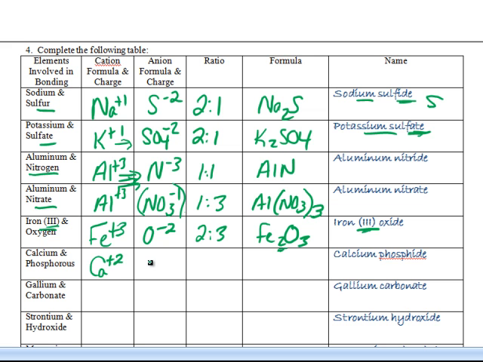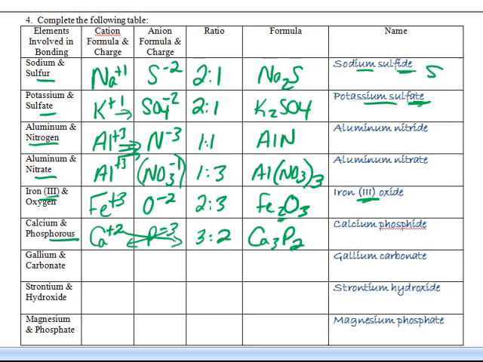Calcium, group 2, +2. Phosphorus, group 5, so it gains 3. This is going to be a 3-to-2 ratio when you crisscross them. So we're going to have Ca3P2. Take the 3, put it there, take the 2, put it there. Now notice that was phosphorus, not phosphate, so it's just plain old P.